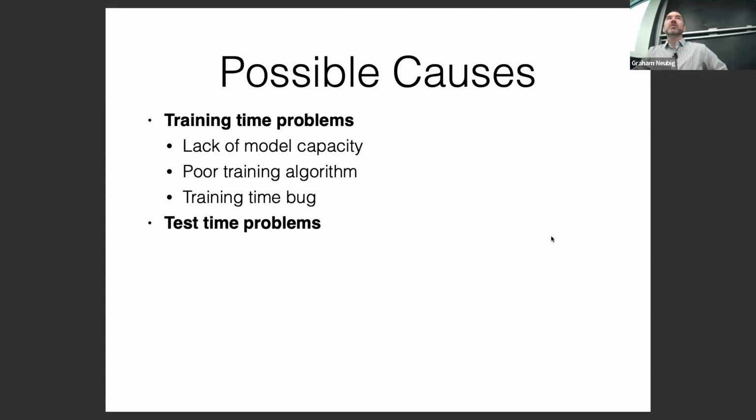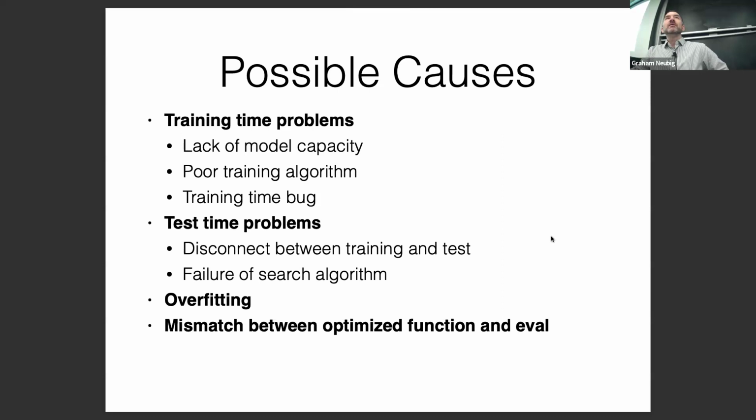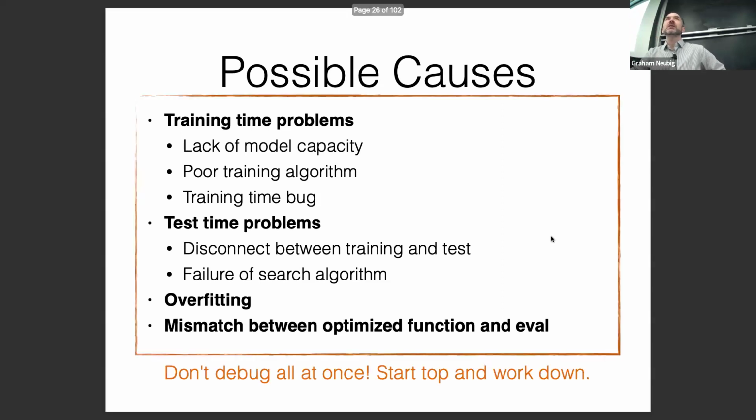Another thing is test time problems. And these can include a disconnect between what you're doing at training time and what you're testing at testing time. Failure of search algorithms. And another thing you'll want to deal with is overfitting. So you're actually doing well on the training set, but you're doing poorly on the test set. Finally, you could have a mismatch between the function you're optimizing at training time and what you're actually evaluating at test time.